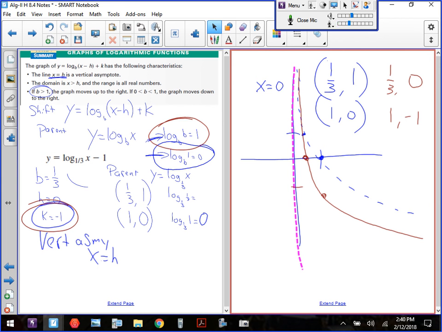Yes, ma'am. Yep. And if the h value was 5, I would add 5 and move it to the right. If the h value was -5, I'd move it to the left. Okay? And that's what we're looking at doing.